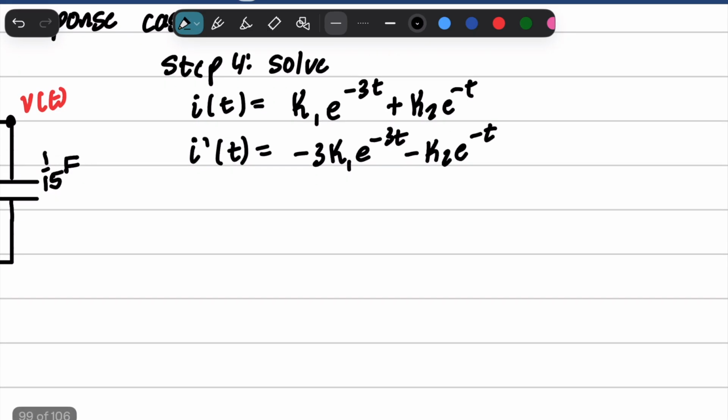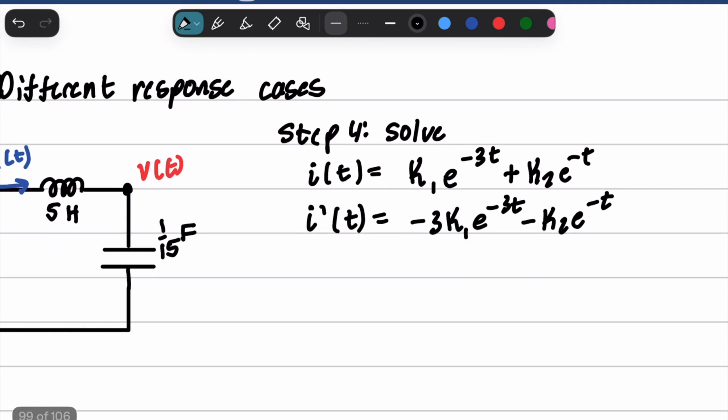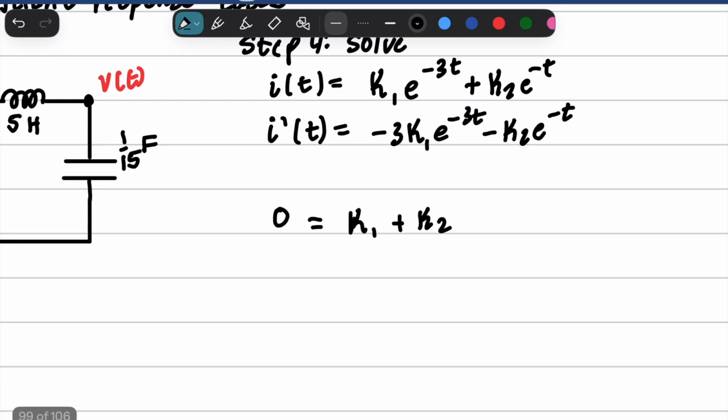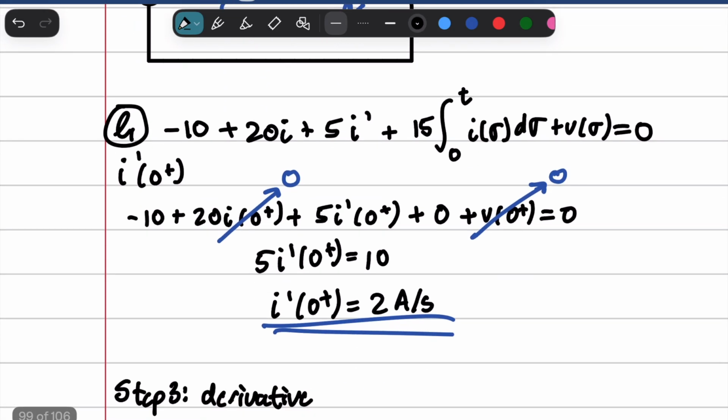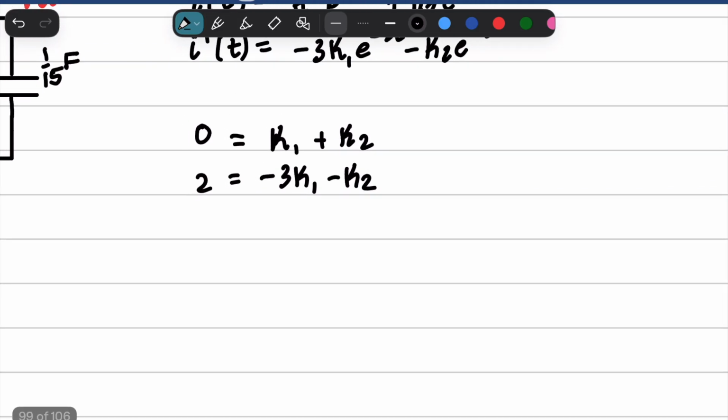And when we set all of this to the initial conditions, we know that i of 0 plus is 0. i of 0 plus is 0 equals k1 plus k2, correct? And then i prime of t is 2. Okay, so we've got 2 is equal to -3k1 minus k2. You can solve this out by hand, or you can use a calculator, but I've already solved these out. And we get that k1 is equal to -1 and k2 is equal to 1.